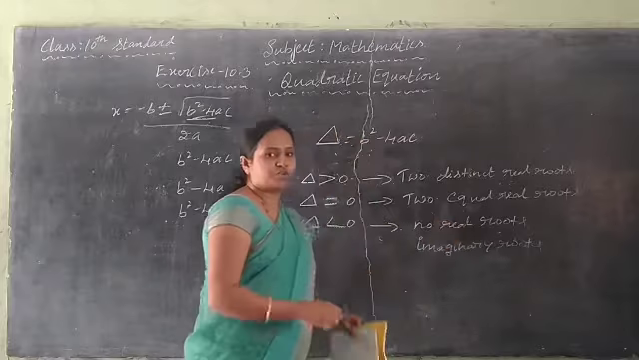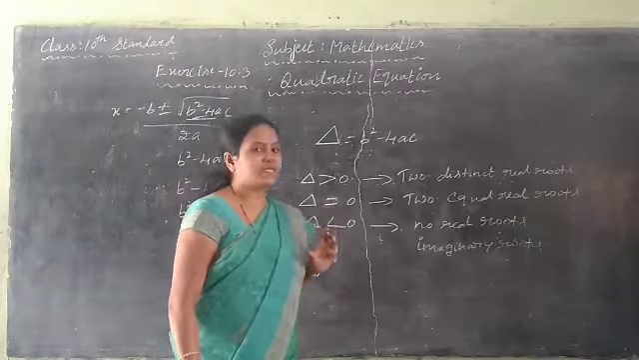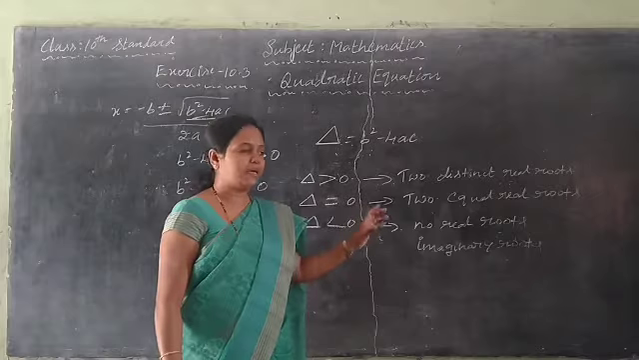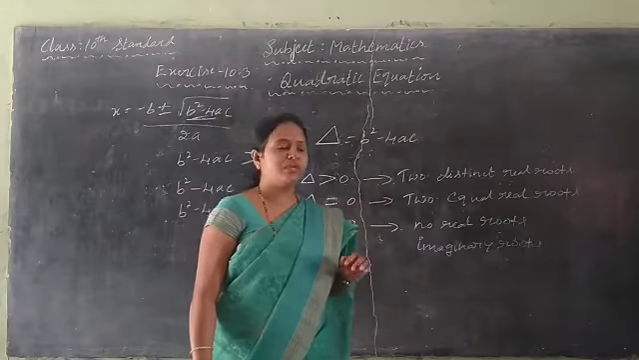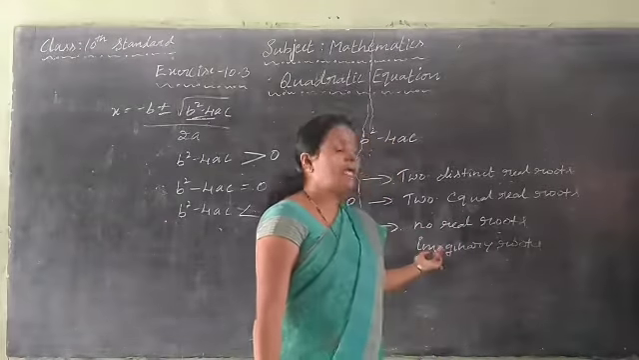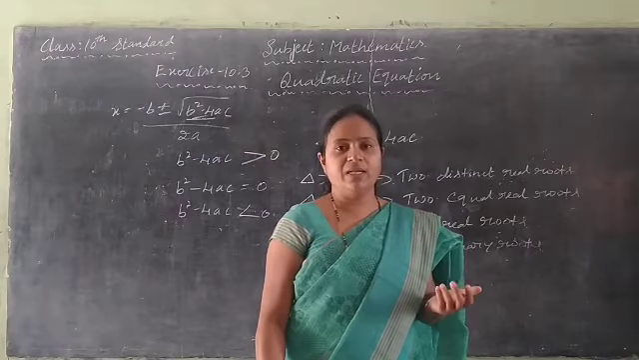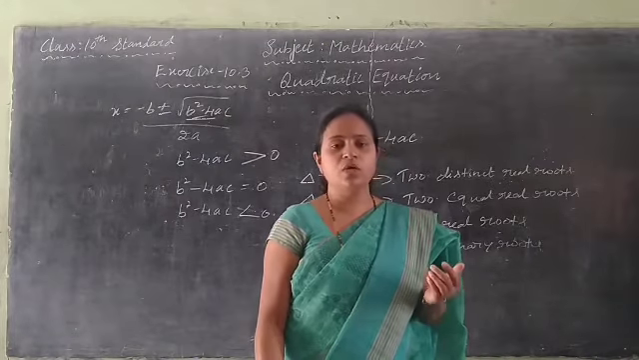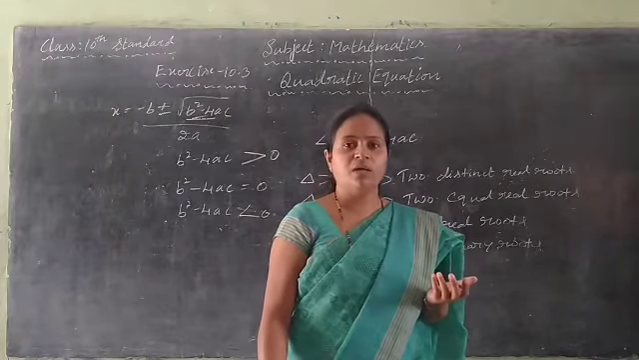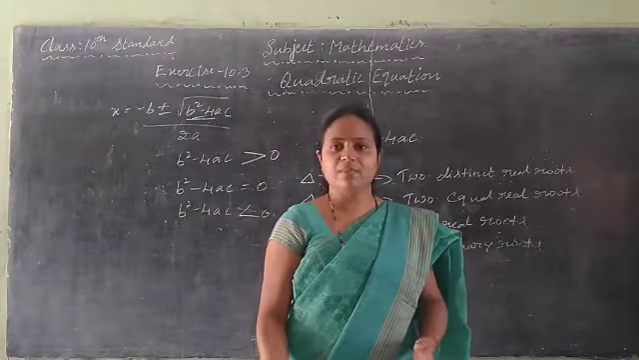This is called the nature of the roots, children. When delta is greater than 0, the roots will be distinct and real. If it is equal to 0, roots will be equal and real, children. If it is less than 0, there will be no real roots, or we can call it imaginary roots. This you have to understand carefully so that we can solve the remaining problems. Understood? Okay. So now we have derived a formula to find the roots of a quadratic equation, children. Got it? So now let's solve the exercise problems.